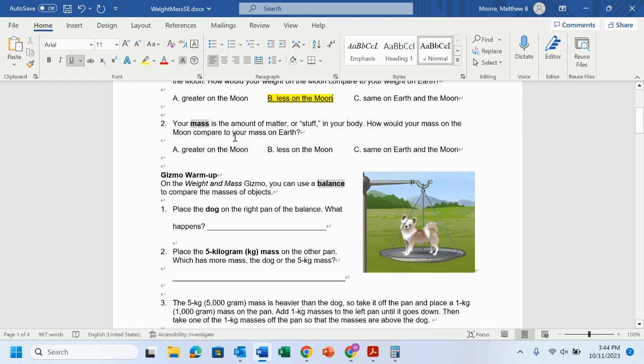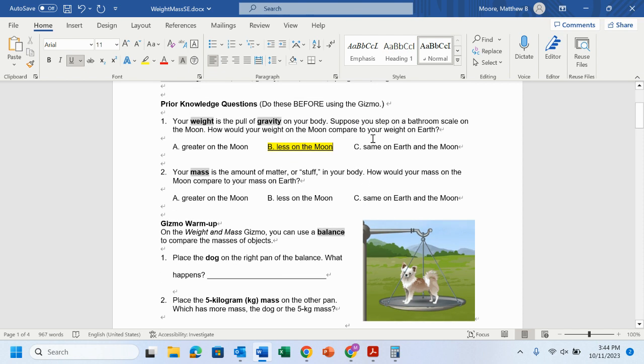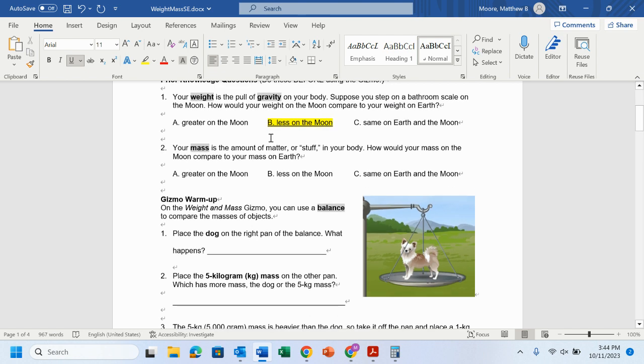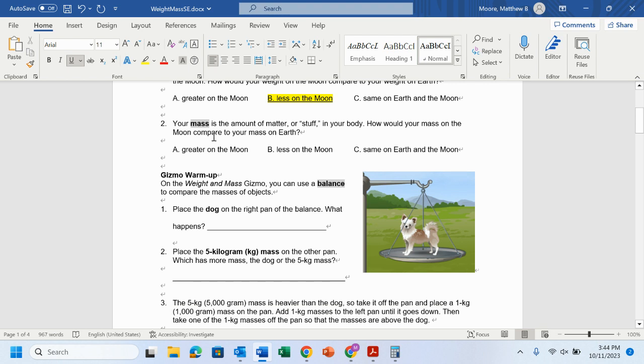Question 2 asks, your mass is the amount of matter or stuff in your body. How would your mass on the moon compare to your mass on the Earth? Mass stays the same regardless of whether you're on the Earth, the moon, Jupiter, or some other location. Your mass remains the same because it's the amount of matter that your body makes up. So your mass would be the same on the Earth as on the moon. That's going to be C.